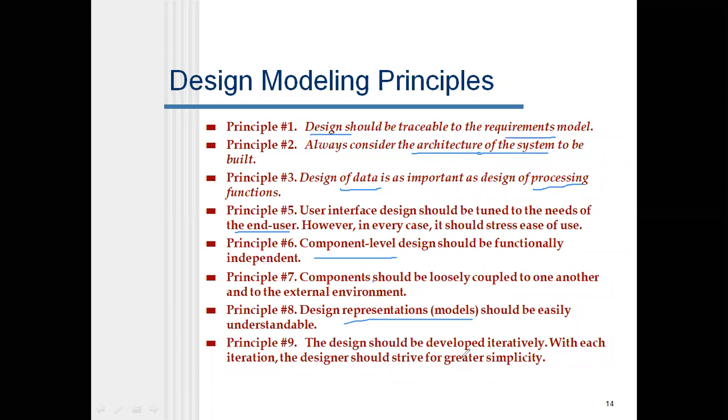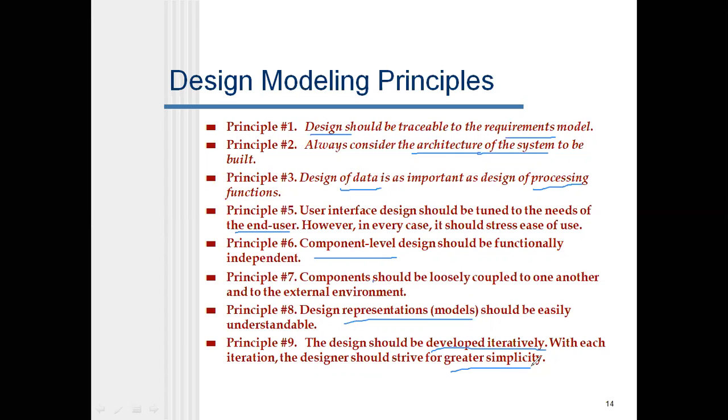the design should be developed iteratively. So already we have seen what the iterative concept is. With each iteration, the designer should strive for greater simplicity, which means that particular design is very simple. It will show simplicity. Then only the users will show interest to use that particular product.